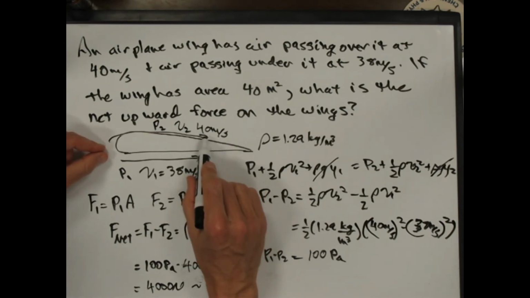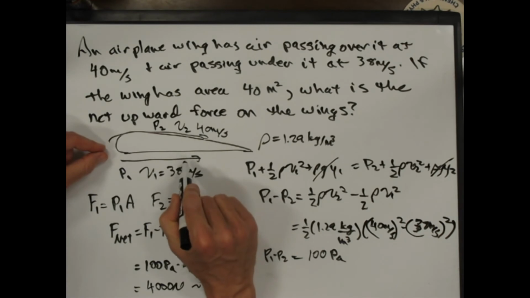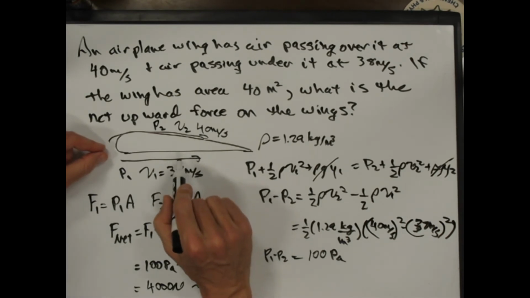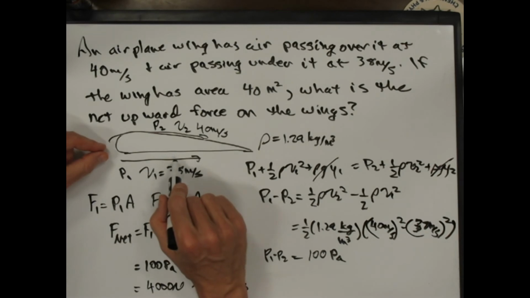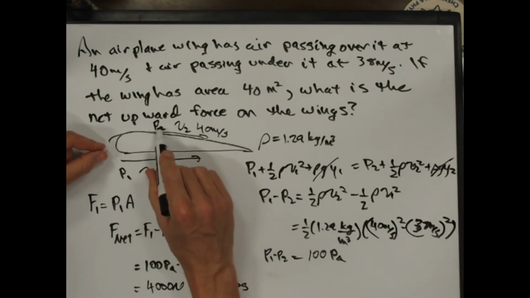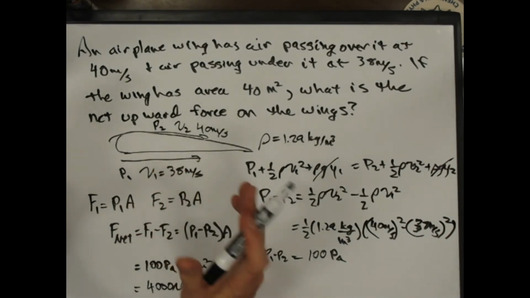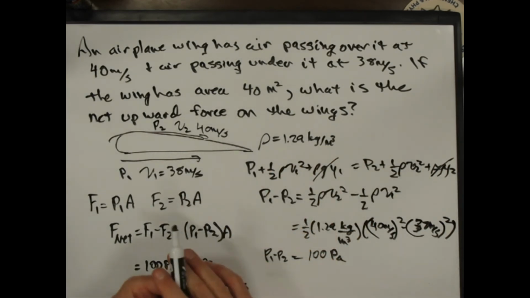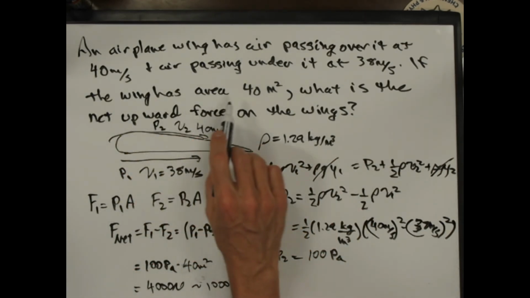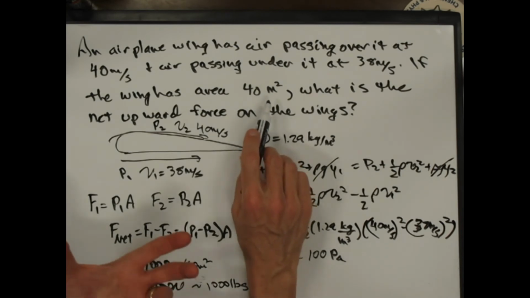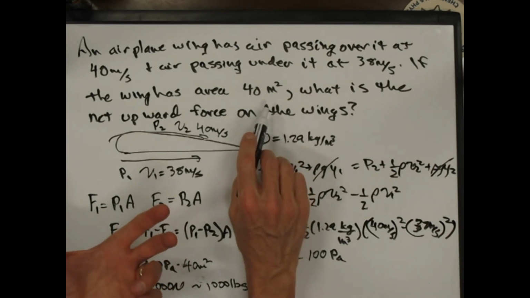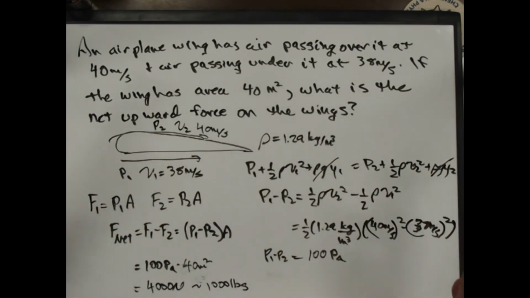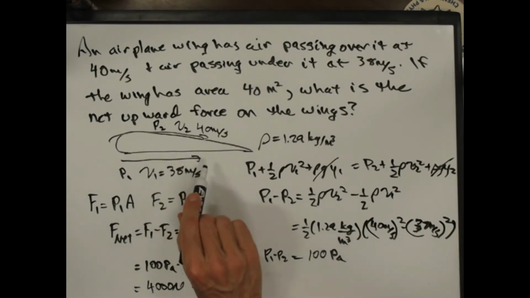And so you get a higher velocity of air over the top of the wing than under the bottom of the wing. And Bernoulli's principle results in getting a lower pressure on the top than on the bottom. And that creates lift. That pushes the wing up. And so if the wing has an area of 40 square meters, suppose it's 2 meters by 20 meters, say, or something like that, roughly speaking, what is the net upward force on the wings? And so we're going to use Bernoulli's principle here.